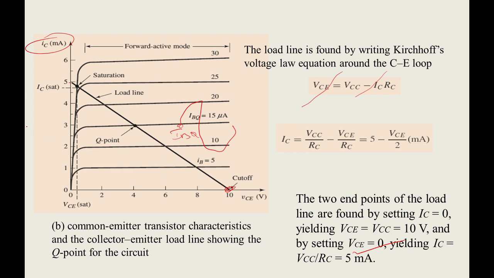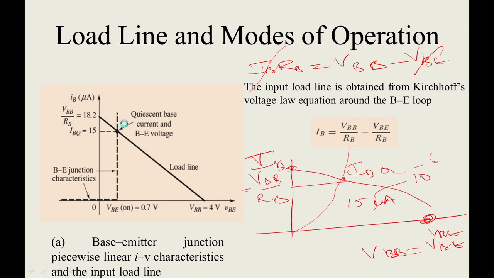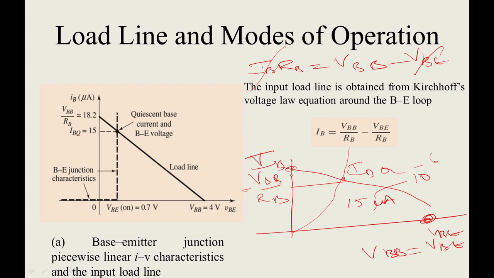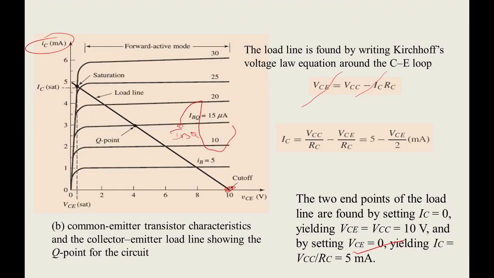Now you already found what is ICQ. You can see now, this is ICQ, 3 milliamps, and VCQ is 4. I want to plot it in the graph. So this is your ICQ and this is your VCQ. You want to plot x comma y, where x is 4 comma 3. That is VCQ comma ICQ. So that is your complete understanding of the input load line graph and output load line graph.